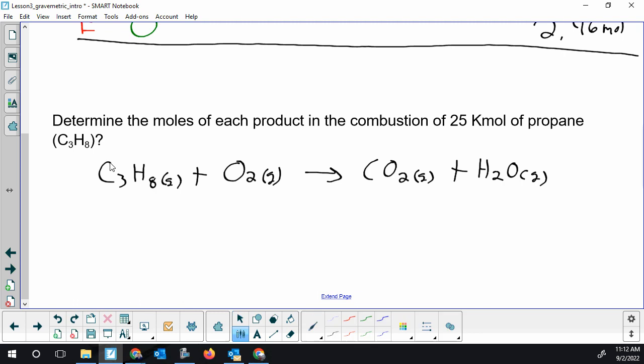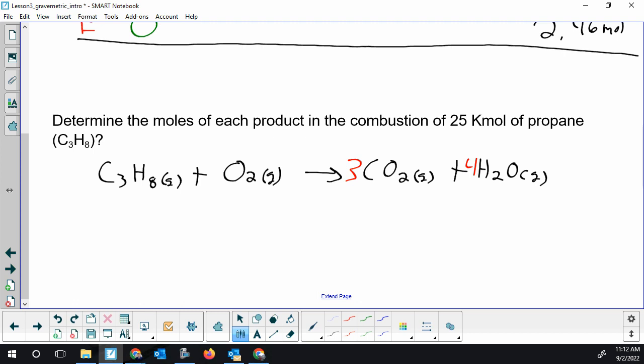We need to balance this hydrocarbon combustion. So 3 carbon at the beginning, so I'm going to need 3 CO2. I always do oxygen last in combustion. Hydrogen, there's 8, and they show up in water in pairs. So we're going to need 4 waters, 4 pairs of hydrogen.